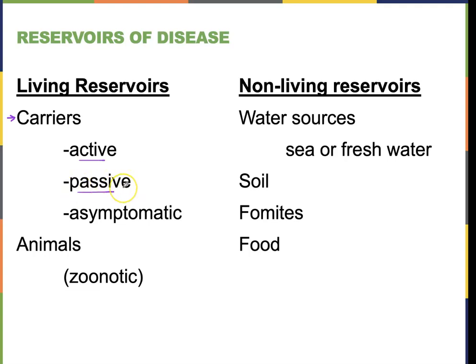This can be with things like not washing hands. The third is asymptomatic carriers, who don't know that they have the agent. They don't know they're carrying the bacteria or a virus because they do not have any symptoms. And there are lots of asymptomatic carriers.